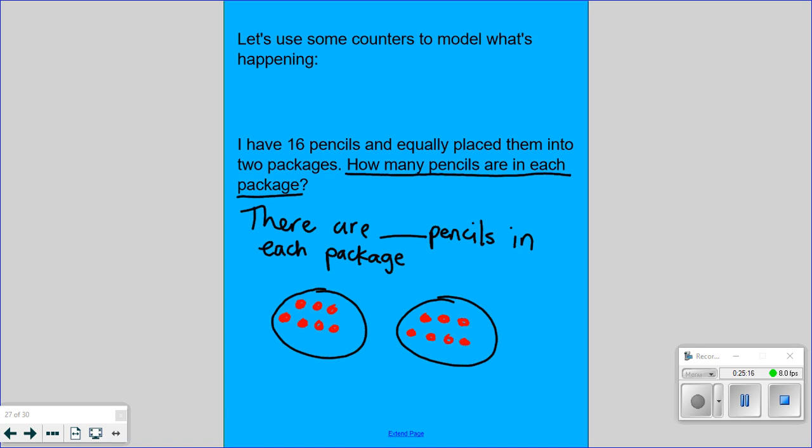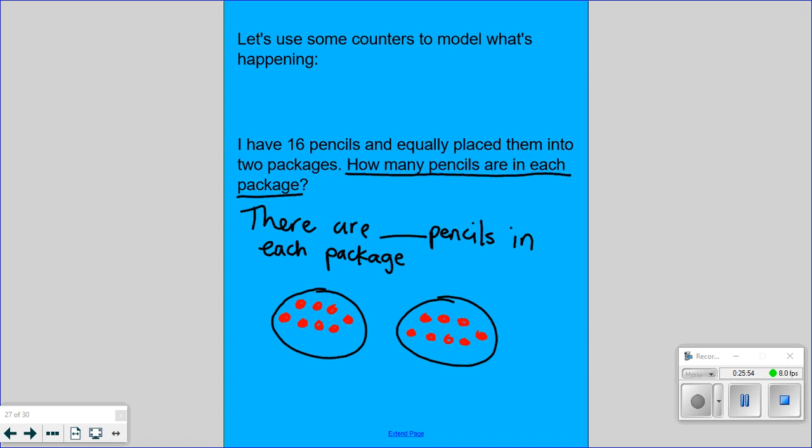1, 2, 3, 4, 5, 6, 7, 8, 9, 10, 11, 12, 13, 14, 15, 16. Your two groups should look something like that. Okay. How many ended up in each group? They should have the same number. Ariana? 8. Double check you got 8 in each one. If you got 8 in one, you should have 8 in the other.